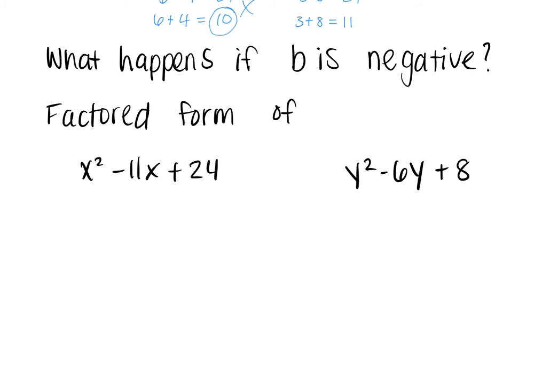When you multiply them together, they give you positive 24. Can anyone think of two numbers that when you add them together, they give you negative 11, and when you multiply them together, they give you positive 24? Anderson? Negative 3 and negative 8. Negative 3 times negative 8 will give you 24. Negative 3 plus negative 8 will give you negative 11.